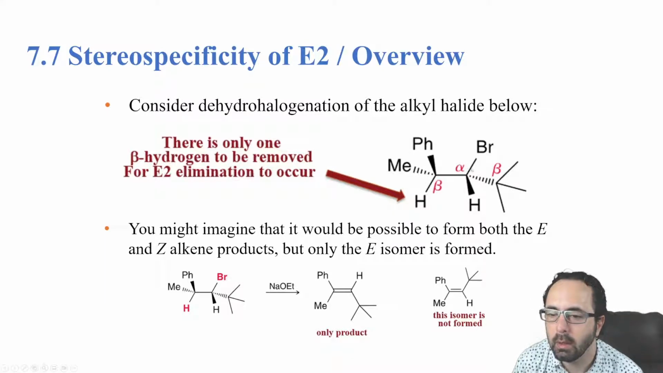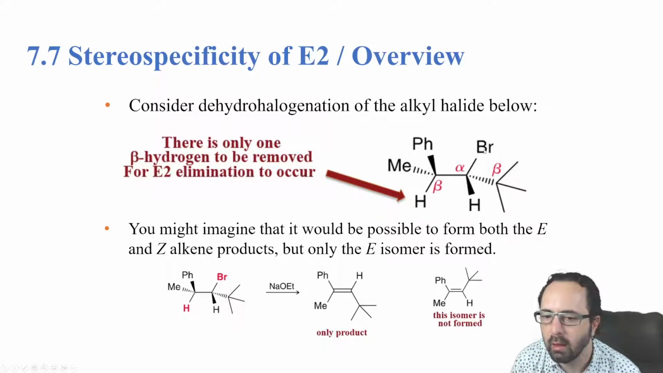And for this to happen, the hydrogen here, that's the beta hydrogen that's being removed, and the halogen or other leaving group must be positioned in a so-called anti-periplanar arrangement. And this is what's demonstrated here in this diagram. We have hydrogen here, which is in the same plane as the bromine, but they're in opposite directions. And this is the conformation that the molecule must get into for the reaction to even occur.